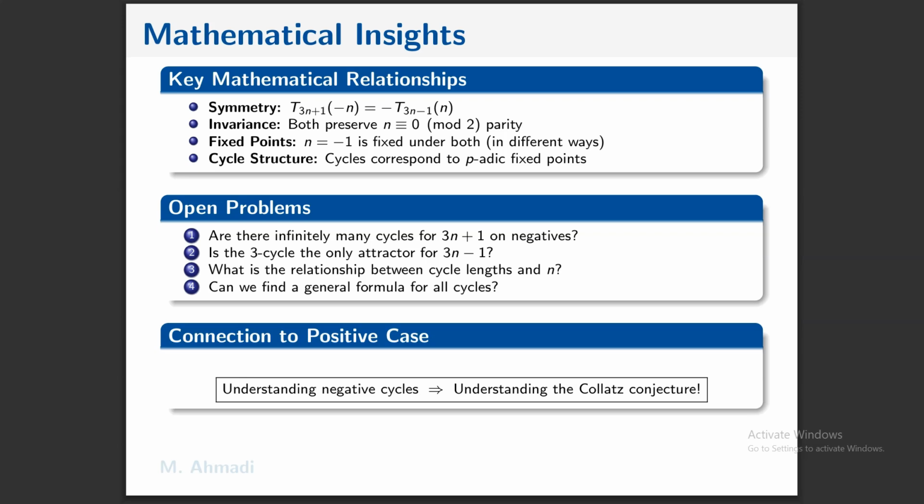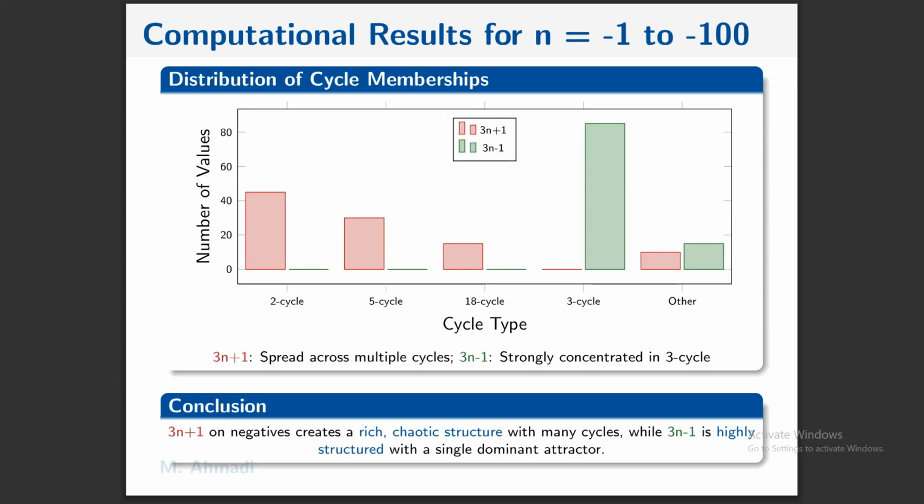There are some open problems in this area. Are there infinitely many cycles for 3n+1 on negative numbers? Is the 3 cycle the only attractor for 3n-1, or are there some unknown cycles? What is the relationship between cycle length and the value of n? Can we find a general formula for all cycles? There are many open problems in this Collatz series. Connecting to the positive case and understanding negative cycles, then we can understand the Collatz Conjecture.